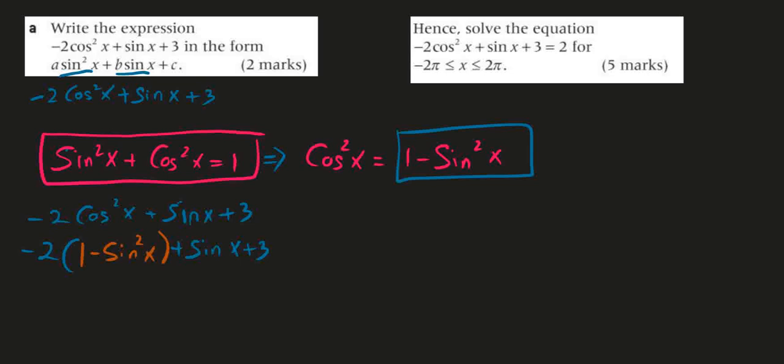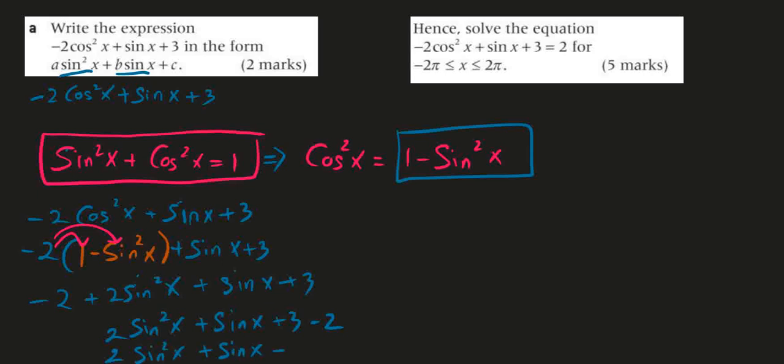Now we just have to multiply and expand the bracket. Now it becomes -2, -2 minus becomes +2 sine square of x plus sine x plus 3. I will put this in front: 2 sine square of x plus sine x plus 3 and then -2. Now I just simplify that: 2 sine square of x plus sine x plus 1. So now we got what we want according to this. So the A is 2, the B is 1 because no number here means 1, and C is 1.